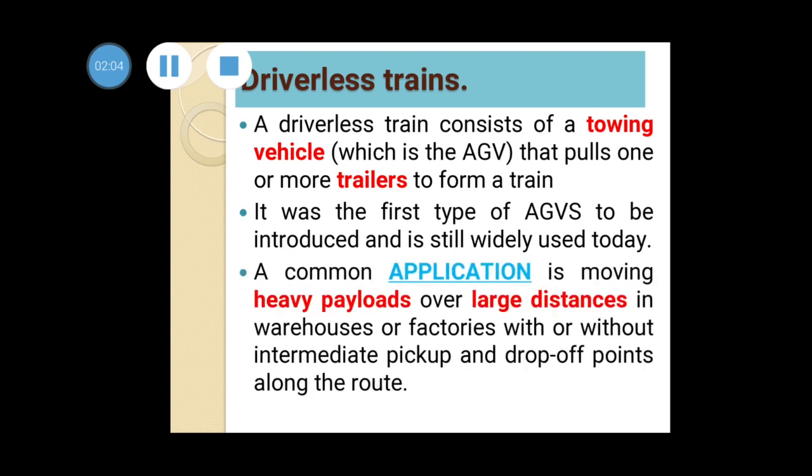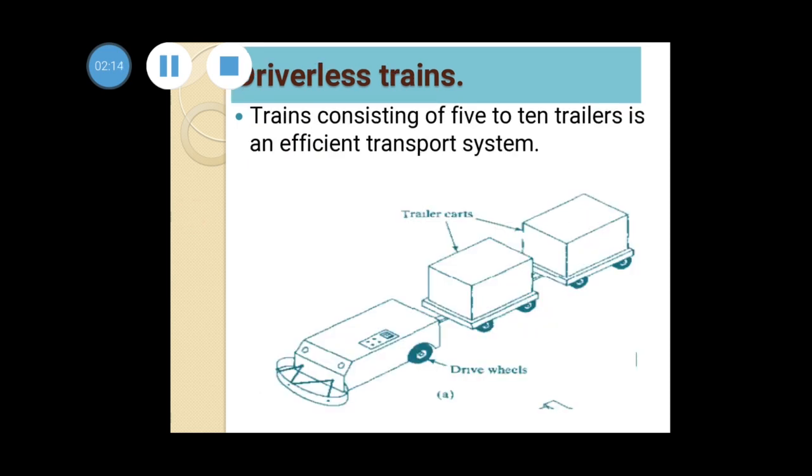A common application is moving heavy payloads over large distances in warehouses or factories with or without intermediate pickup and drop-off points along the route. So trains consisting of 5 to 10 trailers is an efficient transport system. You can see that there are 5 or 6 carts that carry heavy payloads.